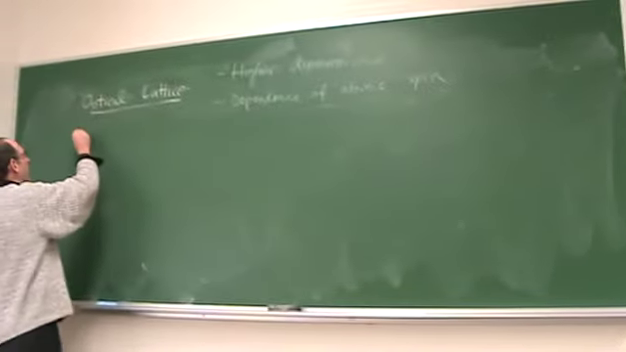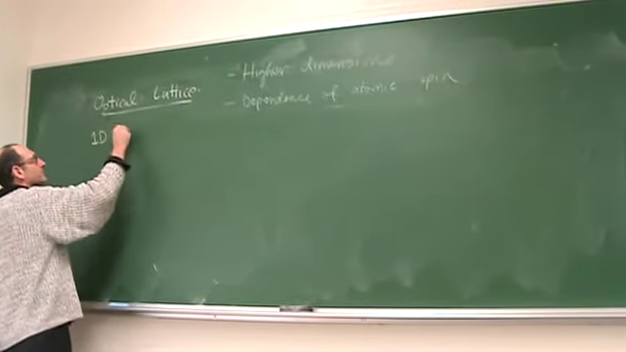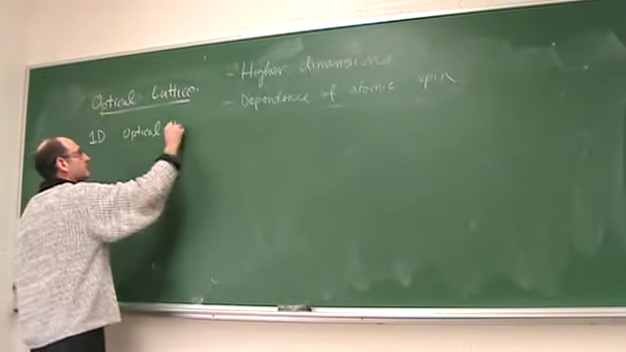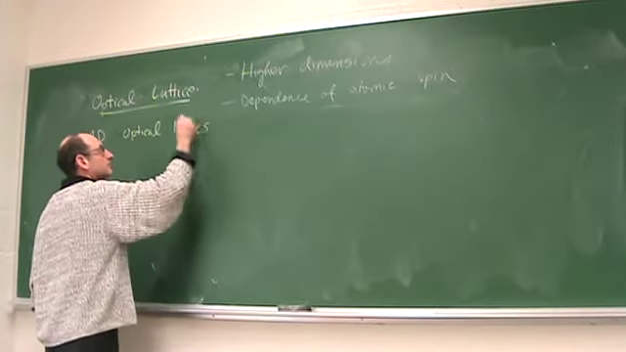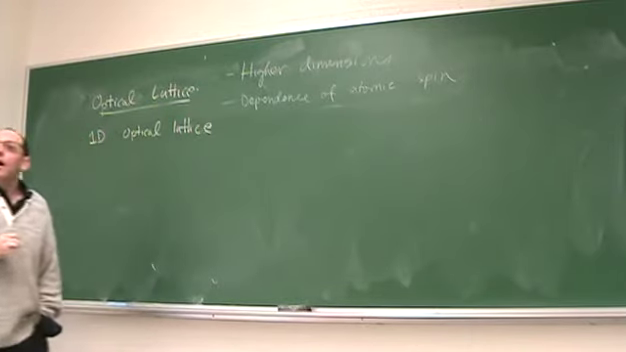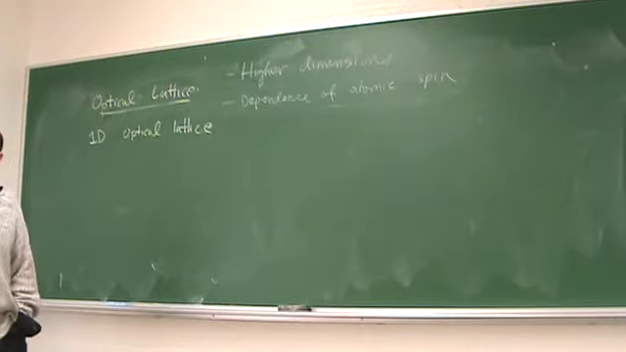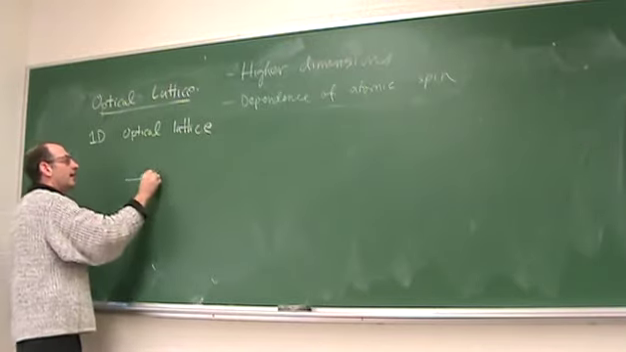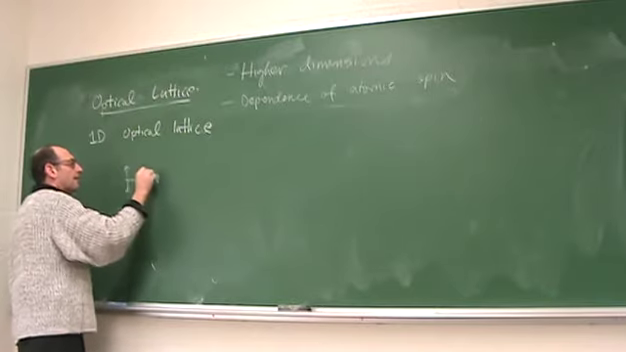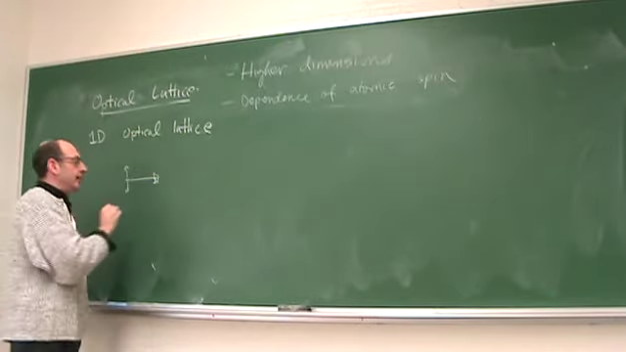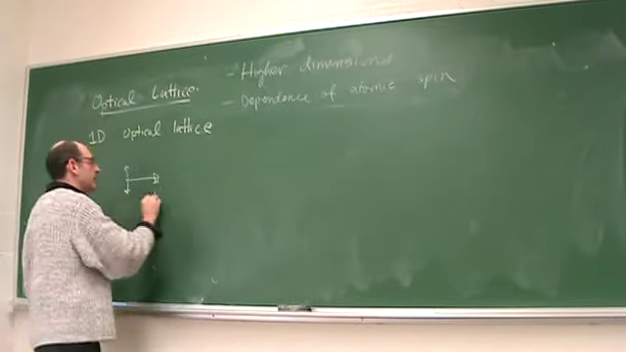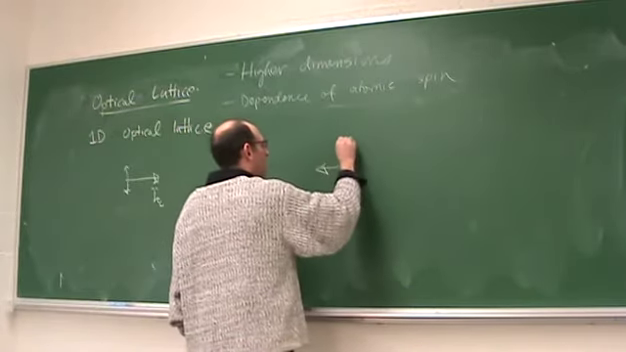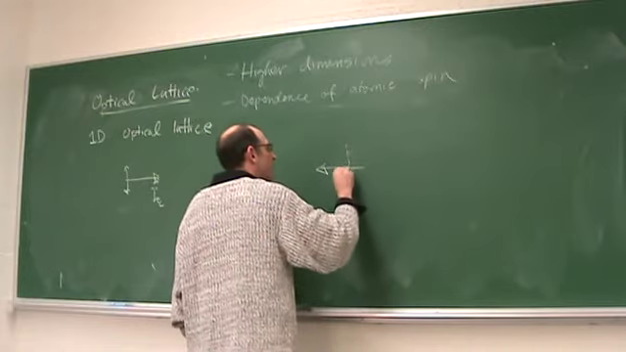Let's suppose I have a 1D optical lattice. And that optical lattice now is going to be created not by a simple standing wave, but by a standing wave with a polarization gradient in it. So here's my counterpropagating laser beams, which create an optical potential as a standing wave.